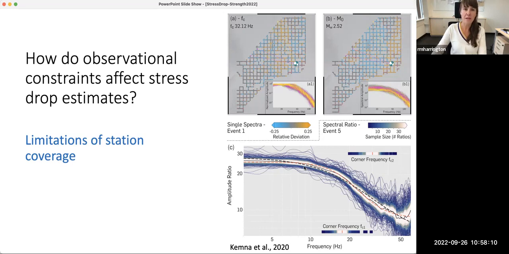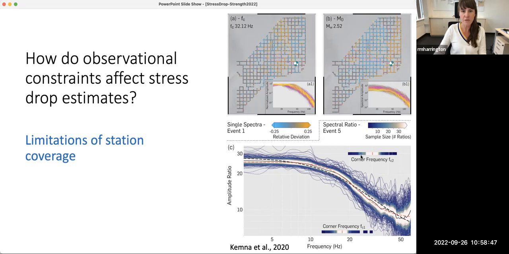But we also had some cases where we could do spectral ratio fitting and make more precise corrections for the attenuation and get better estimates of the seismic corner frequency. So this is a little bit of a complicated plot, but in this case, we took all of the stations and performed spectral ratio estimates and then plotted the spectral ratios here.